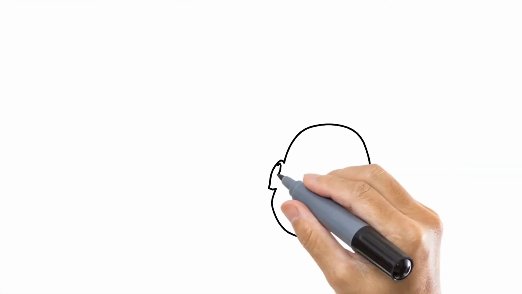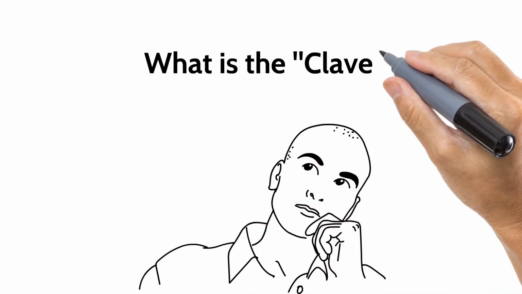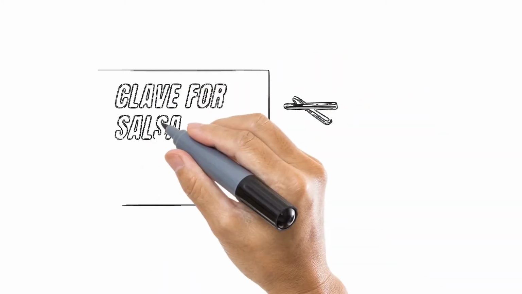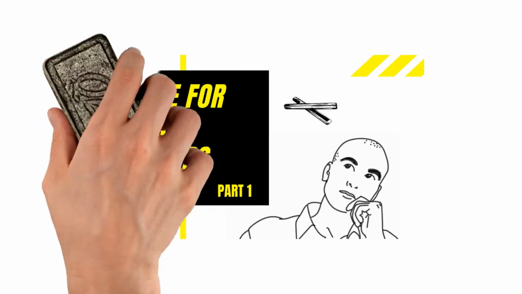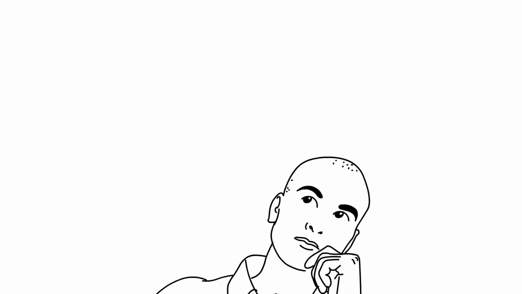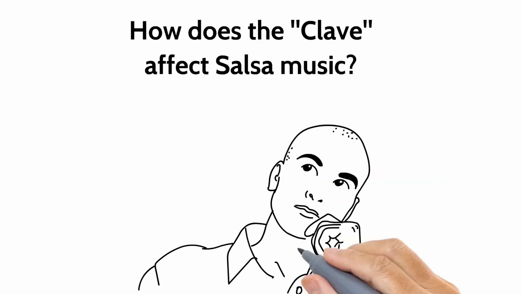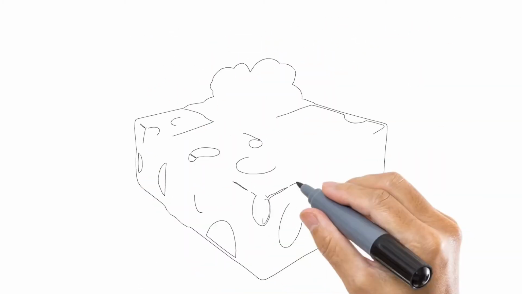Now remember that there are 3 questions that we as salsa dancers need to answer about the clave. And the first question was, what is the clave? We answered that question in part 1 of this video series, so if you haven't seen that video yet, please check out the link on the top right hand corner of this video and then come back. But if you have seen it, then let's tackle the second question. How does the clave affect salsa music? And after we answer that question, stay tuned for a special bonus at the end of this video.